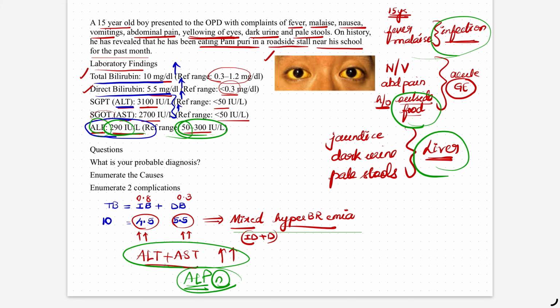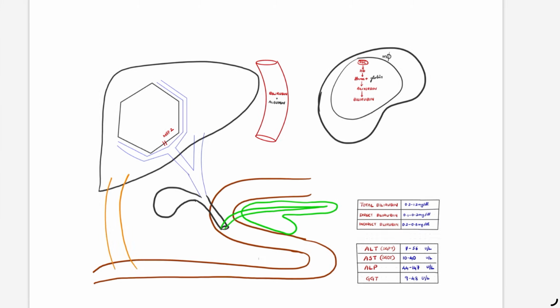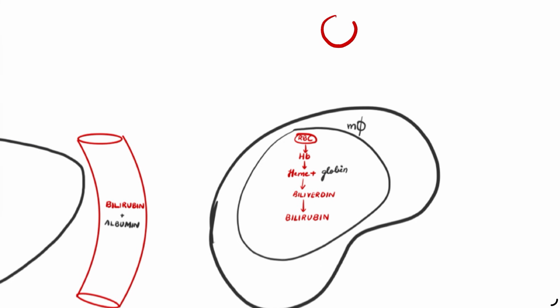To come to a specific diagnosis, we need to understand the normal physiology of bilirubin. So let's start from bilirubin. Bilirubin is made from where? It is made from the heme. Heme comes from where? RBCs. So let's begin the story from RBC.